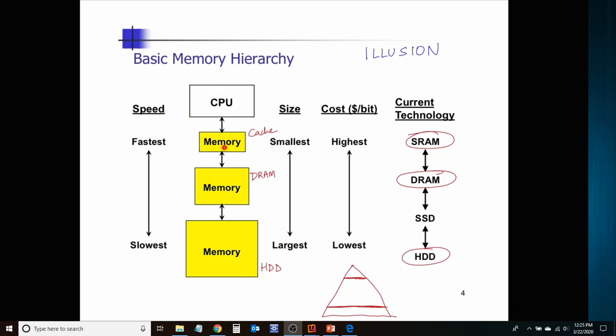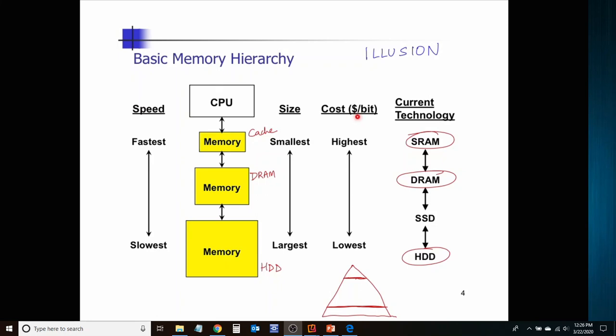Obviously, the smaller the memory, the faster it is going to take you to search for any word in that memory. And the larger the memory, the longer it's going to take you to search any kind of word in that memory. So the speed is because of the size of the memory. Size, the smallest goes right on the top, which is the upper level, and then the largest memory is going to go way over here, which is in our case the hard disk drive.